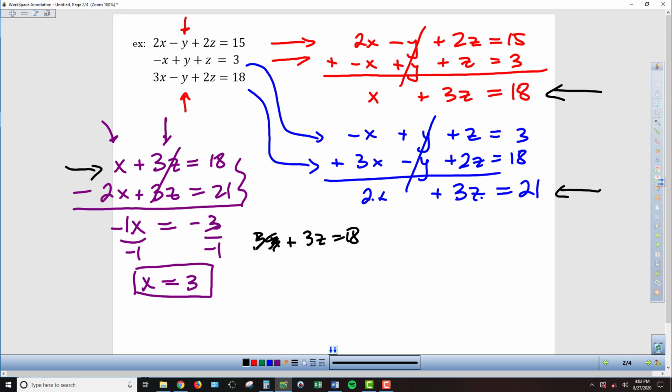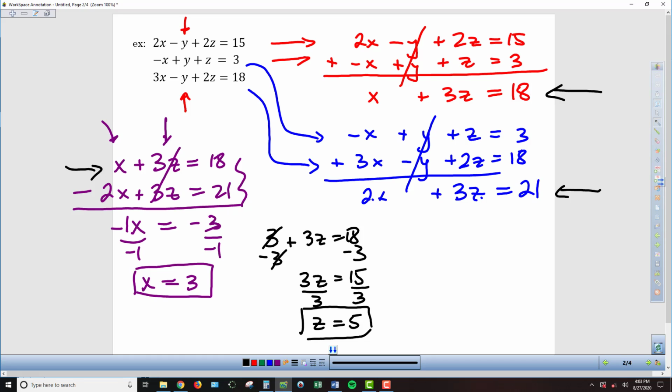Whoops. So let's try that again. So I'm going to have 3 plus 3z equals 18. So I'm going to subtract 3 from both sides. I now have 3z equals 15. If I divide both sides by 3, I get z equals 5. So now I've got two of the three variable values.